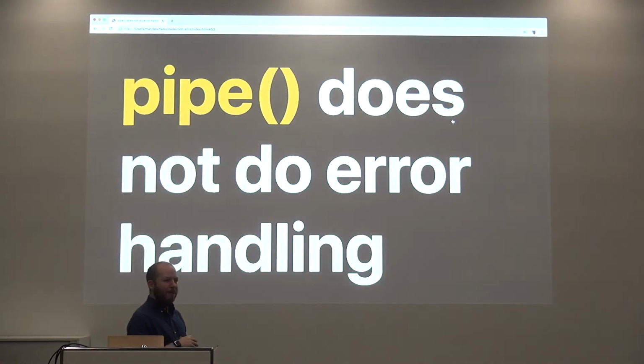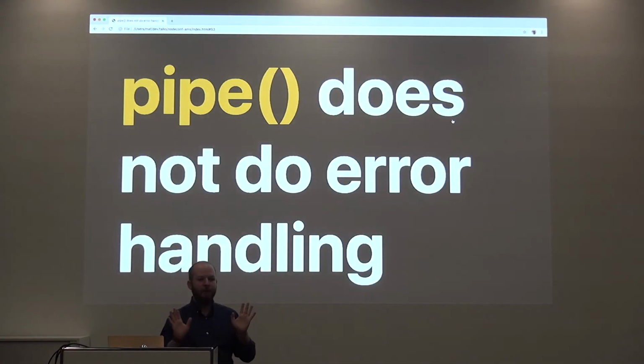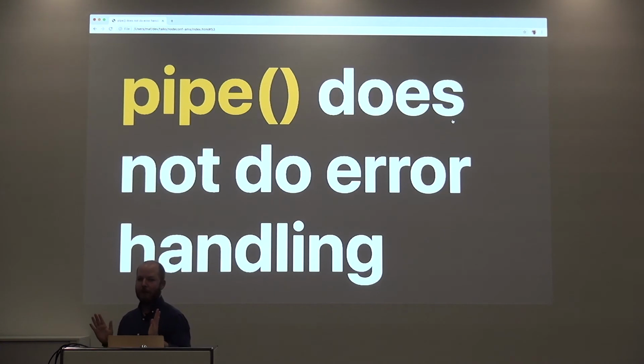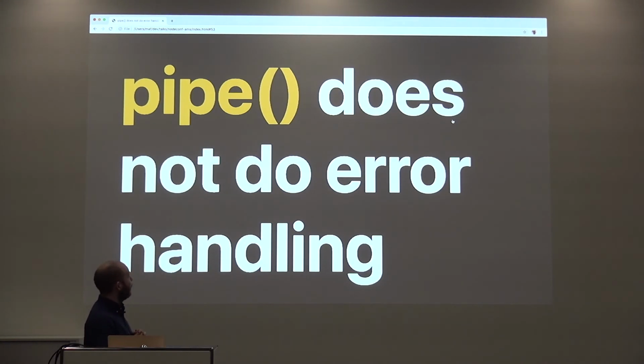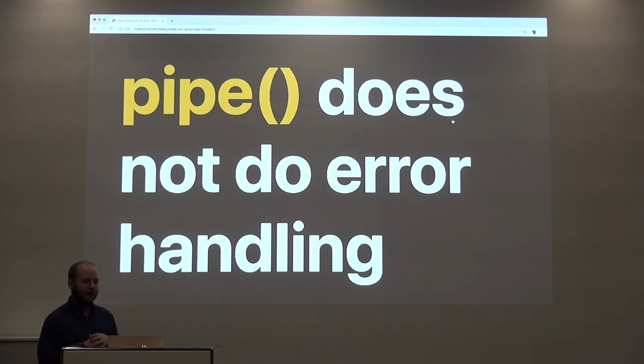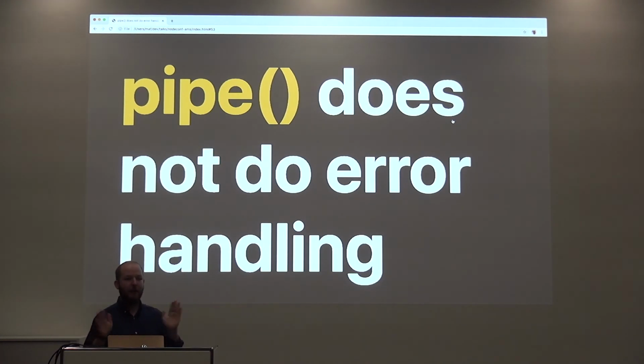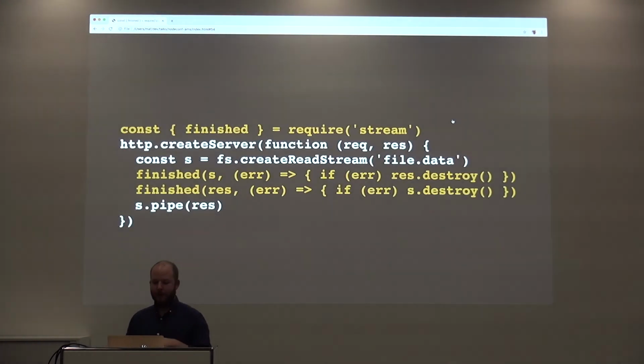That's because the pipe method in Node doesn't do any kind of error handling at all. It's been true for many years, and I've been telling people for many years. It always surprises me how many people don't know this. But pipe doesn't do any error handling. It only works for the good cases. So how do you work around this?